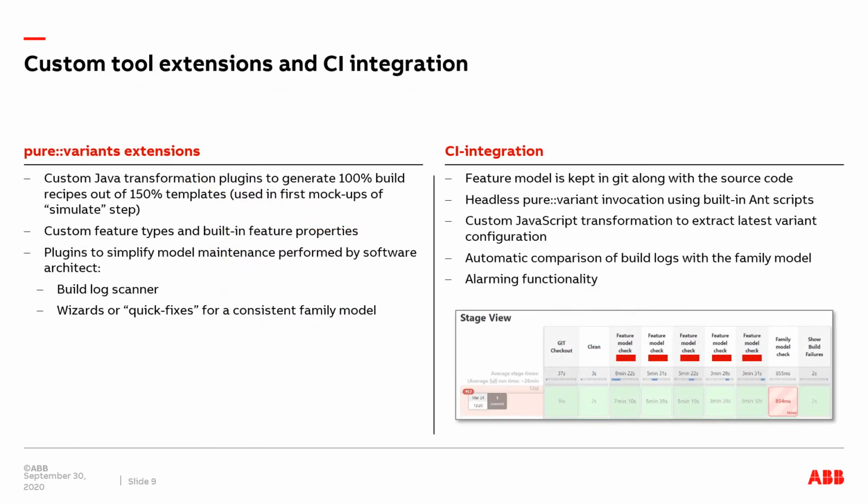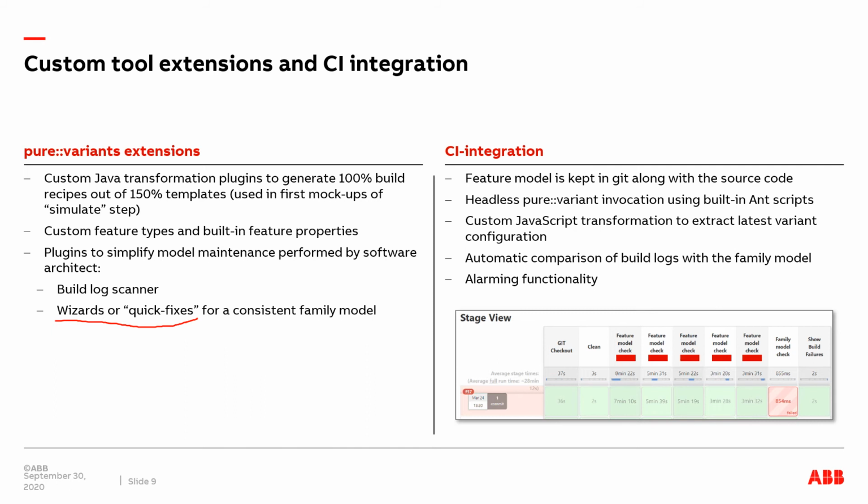So having built up the problem and solution space in pure::variants tooling, we then made a couple of custom plugins for the pure::variants tool. So we built up some Java transformations to generate 100% artifacts out of templates for our custom build toolchain. We used some custom feature types and built-in feature properties, which are provided by pure::variants. And we also have written a couple of plugins to simplify model maintenance. So for instance, we built a log scanner and wizards or quick fixes, which system architects can use to fix up or to establish the consistency of the family model.